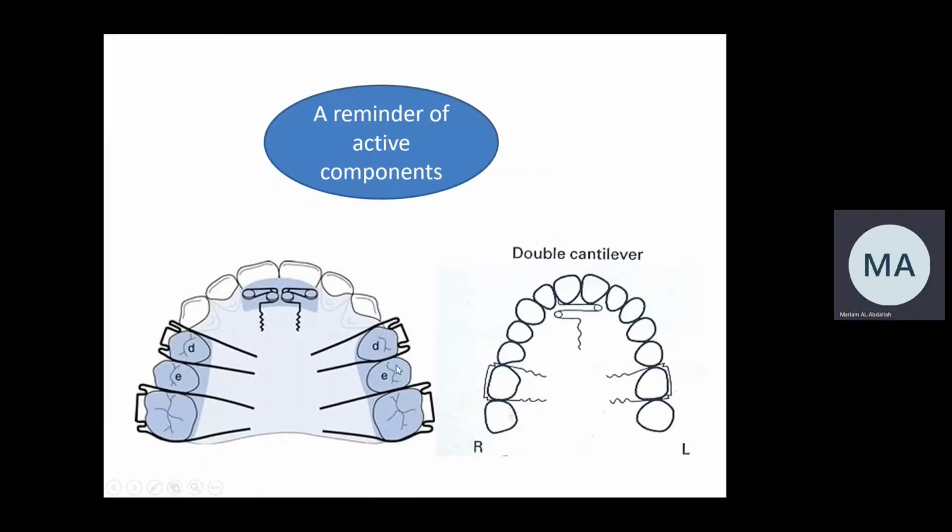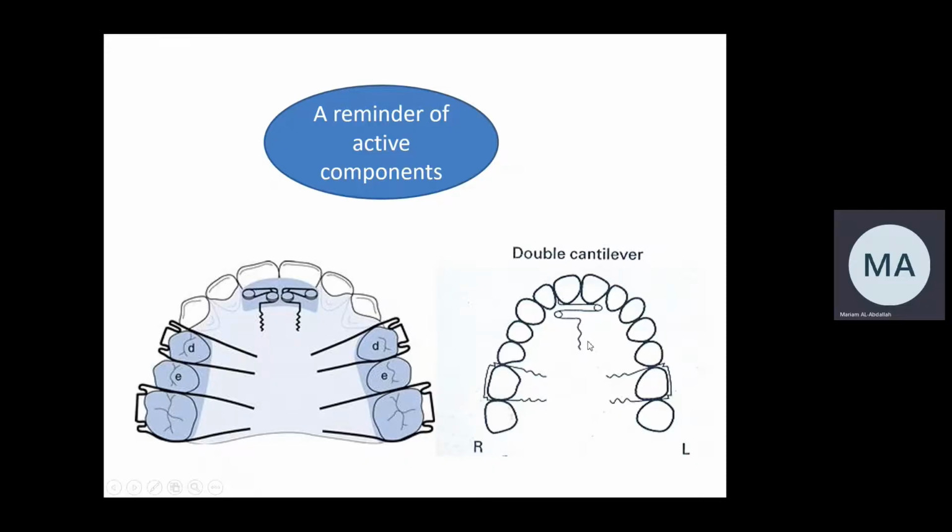So this is a reminder of the active components. So we have a double cantilever. Some books will use separate Z-springs, one on the left side, one on the right side. Well, this is not advised because if you have a little bit of different activation between these two centrals, the patient will not appreciate having 2 centrals in different positions.